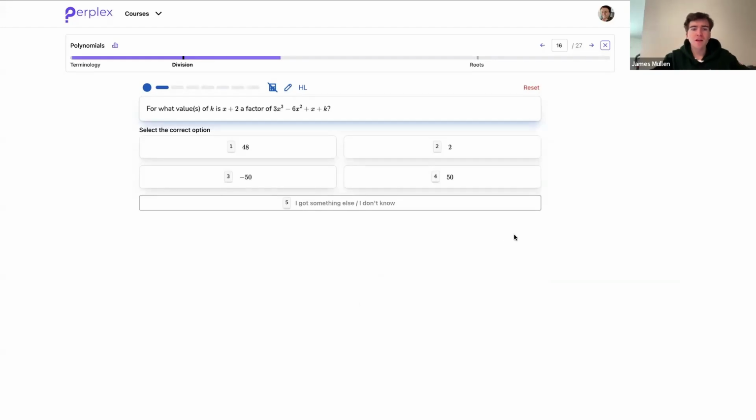All right, let's go over this. So if x plus 2 is a factor of this cubic polynomial, it means that if I plug in negative 2, the polynomial has to evaluate to 0. So specifically, 3 times minus 2 cubed minus 6 times minus 2 squared plus negative 2 plus k is supposed to be equal to 0.